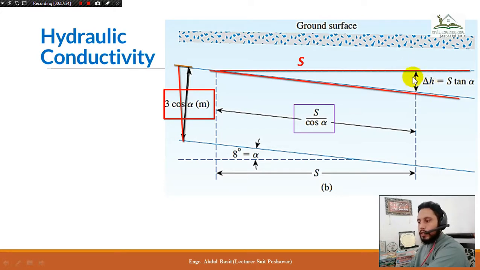How to do it? This is the line which is perpendicular to this one. So the perpendicular is this, this is base and this is hypotenuse. This is alpha. So if this is base, this is perpendicular. Tangent alpha will solve the problem: tangent alpha will be equal to delta h divided by S. How to find out delta h?